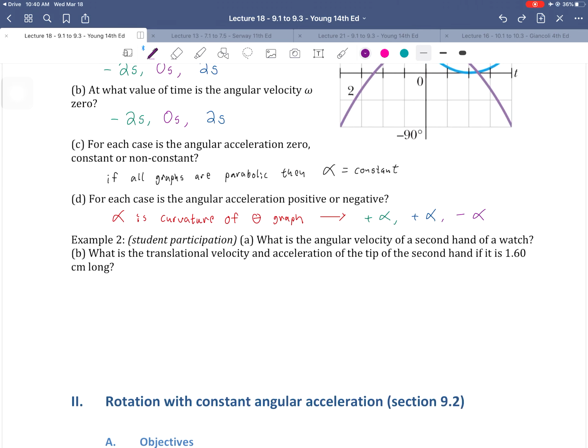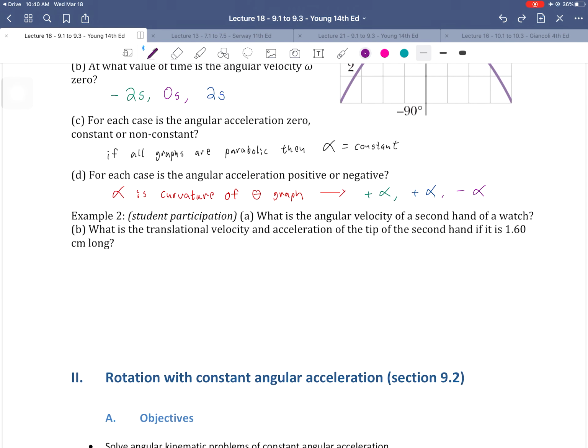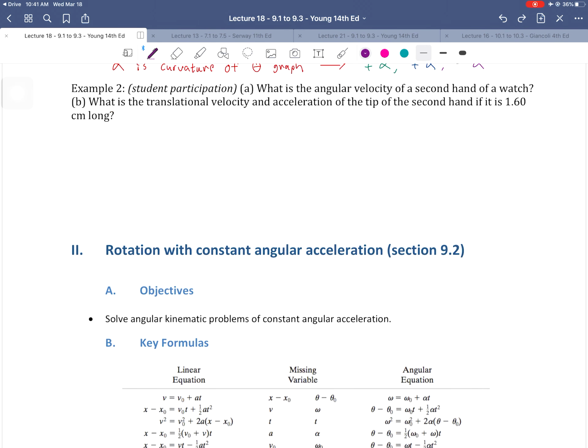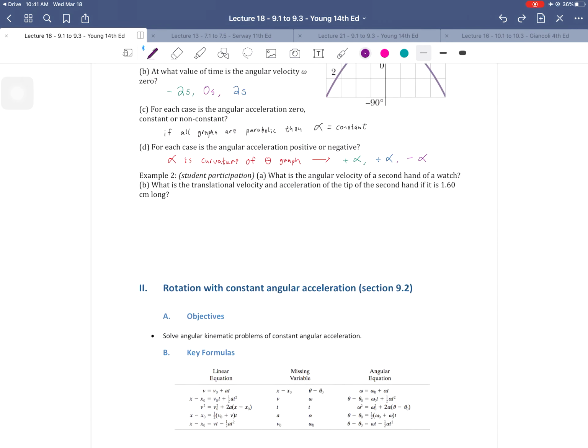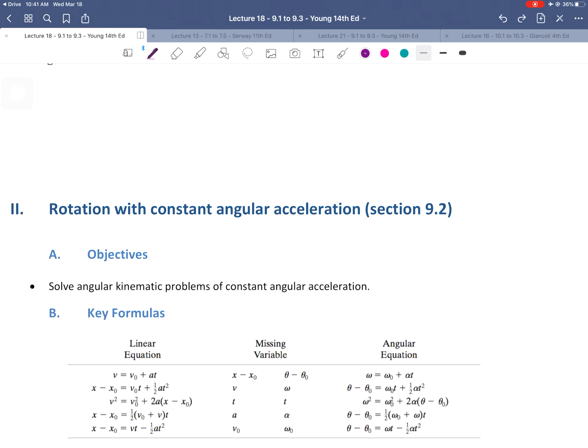All right. So I'll leave example 2 for your practice. And let's go ahead and stop this video. And then on our next one, we'll talk about the second half of lecture 18, which covers rotation with constant angular acceleration.